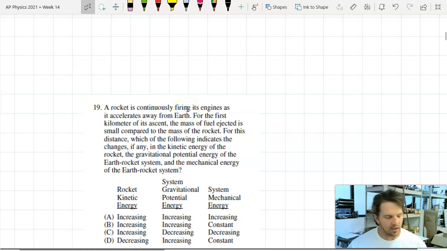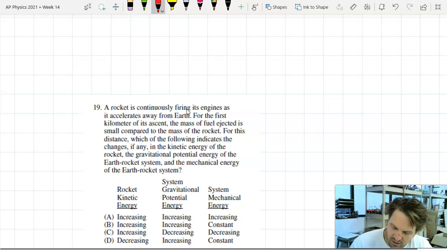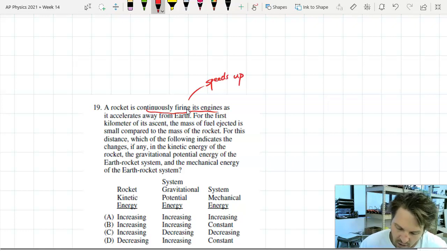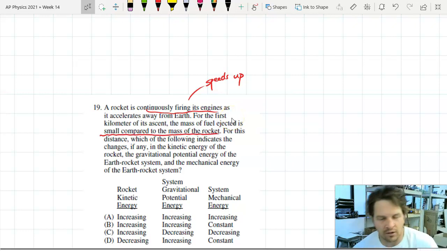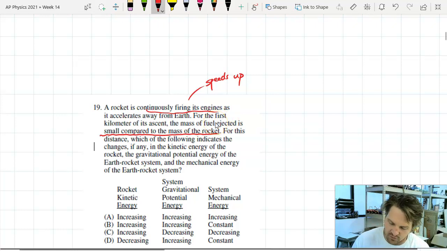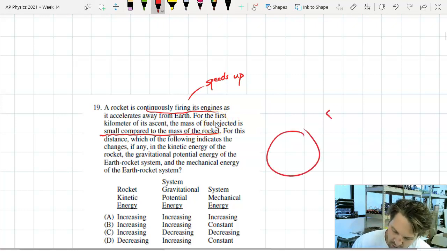Number 19. I hate this problem, but there's a couple things we can talk about to at least narrow it down, right? You have a rocket that is continuously firing its engines, so that right there tells me it's probably speeding up, right? As it accelerates away from Earth, for the first kilometer of its ascent, the mass of the fuel ejected is small compared to the mass of the rocket. Okay, it's kind of random. For this distance, so we got planet, right? We got rocket, ship. And it's firing away, okay?